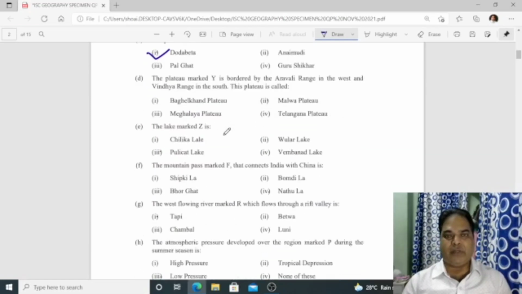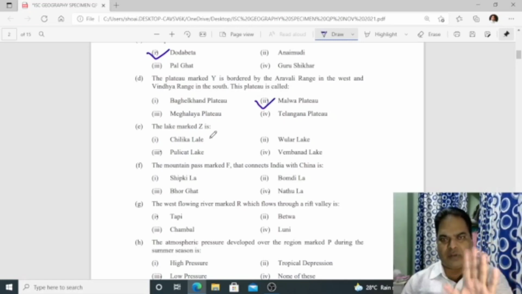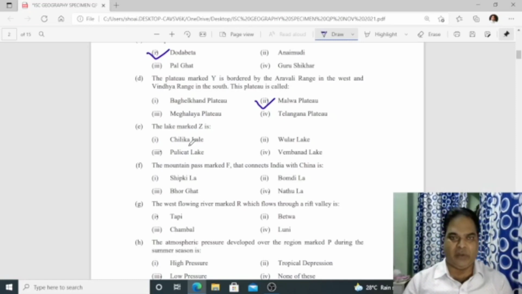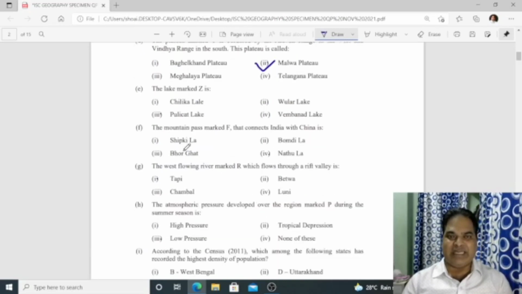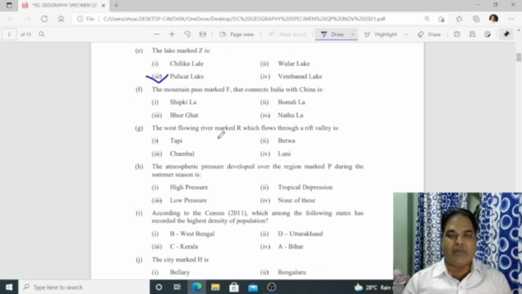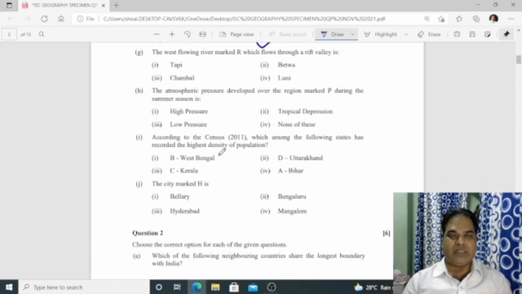Now number D, the plateau marked Y is bordered by the Aravalli range in the west and the Vindhya range in the south. This plateau is called the Malwa plateau. You just refer to the map and choose the correct answer. I have already gone through it, that is why I am marking it directly. Now the lake marked Z is, it is number 3, Pulicat Lake. The mountain pass marked F that connects India with China is Nathula. Now the west flowing river marked R which flows through a rift valley is Tapi. This is the correct answer.